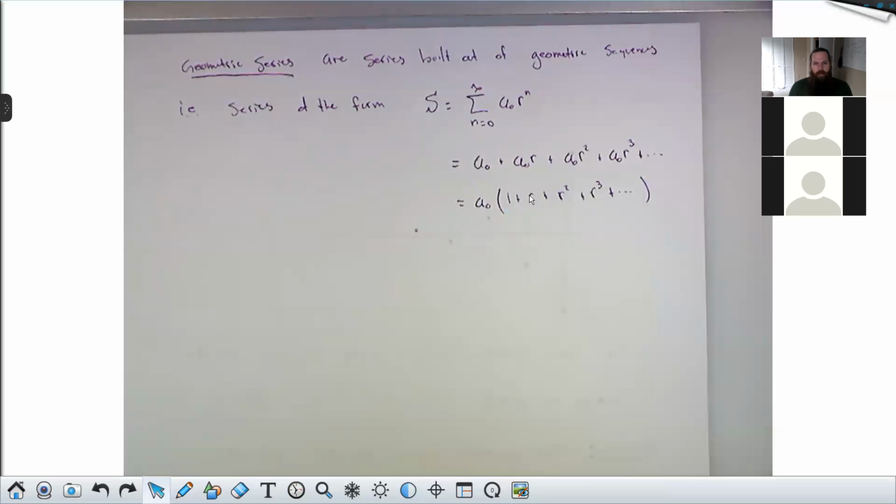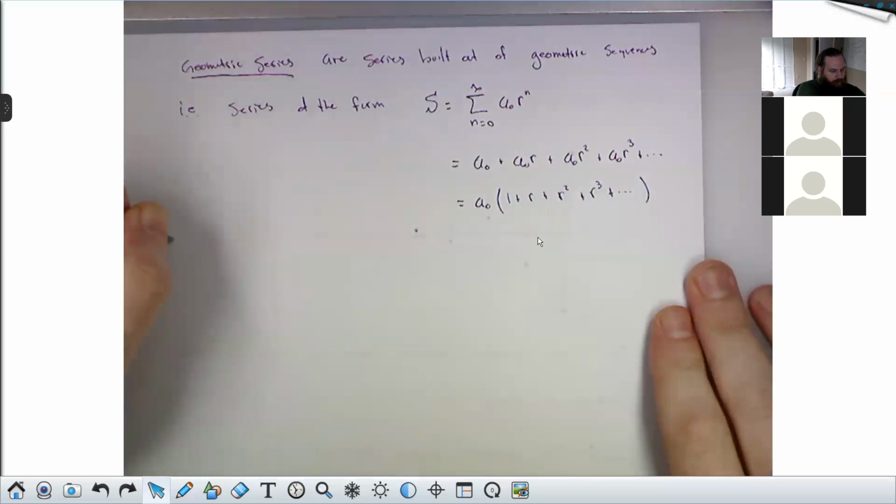But if these things get small, r squared, r cubed, if those things get small really fast, then adding infinitely many of them together may still give you something finite. And that's what we saw last time. If r is 1/2, then this series right here converges to 2, which is kind of mind-blowing. Now what I'm about to show you is why that's the case.